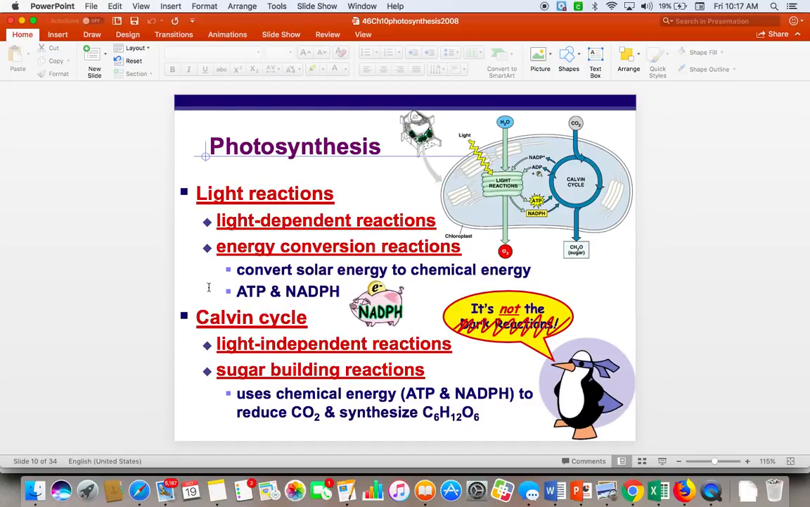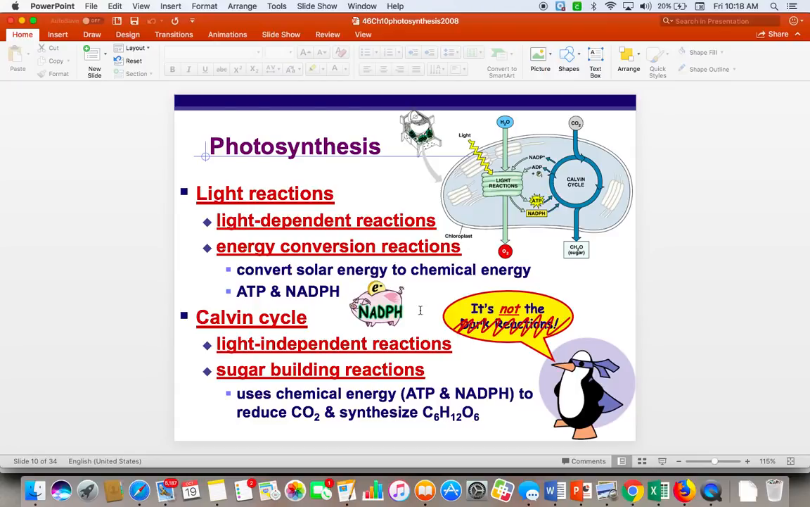Photosynthesis is carried out in two sets of reactions. The first big set of reactions is called the light reaction. We sometimes call it the light-dependent reaction because you have to have sunlight in order for this reaction to take place. What you're going to do here is take the sunlight and turn it into usable energy, which is ATP, and then NADPH.